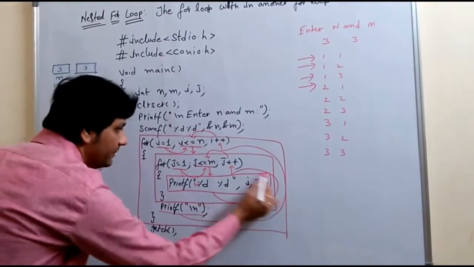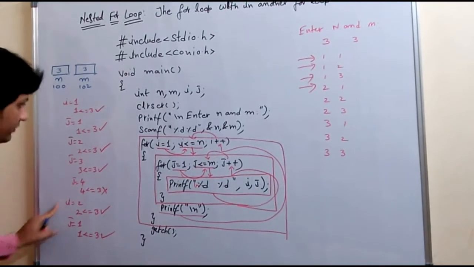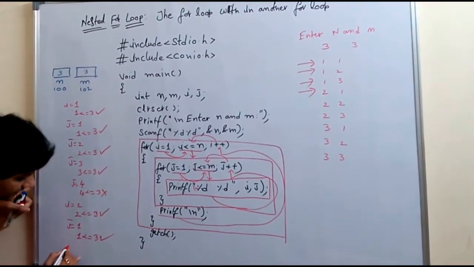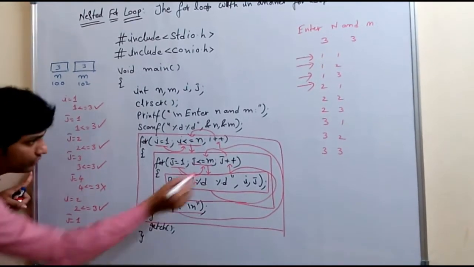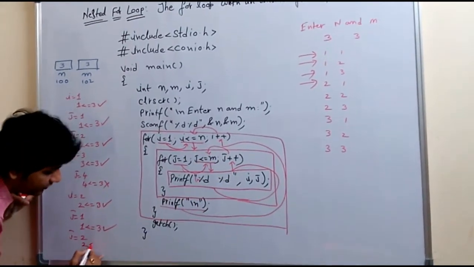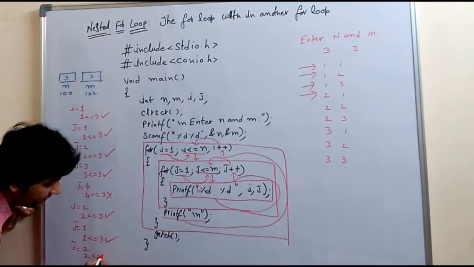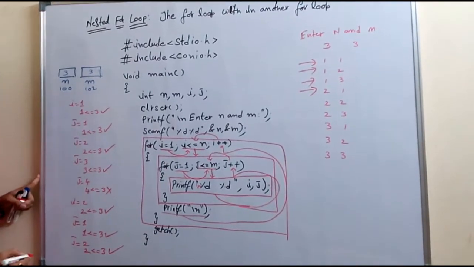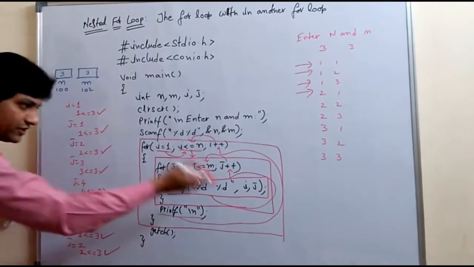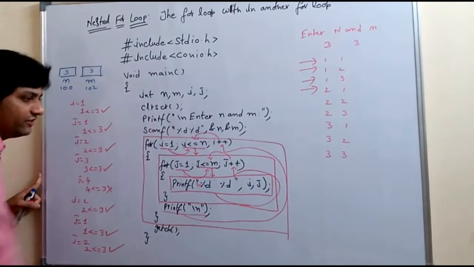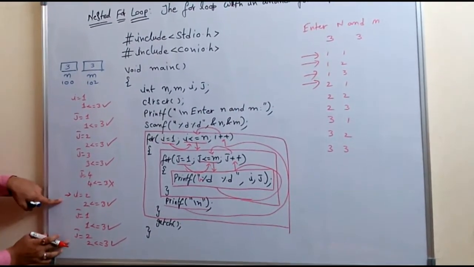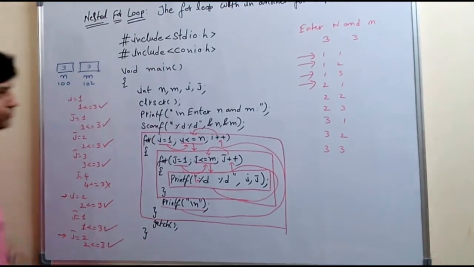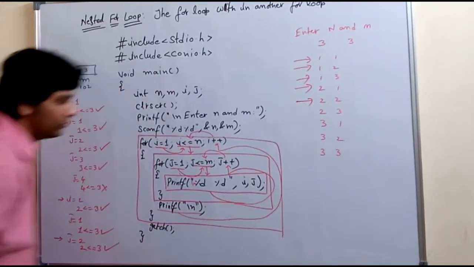Now j will be incremented. j plus plus, so j becomes 2. 2 less than or equal to m. m is 3. 2 less than or equal to 3, true. So it comes inside. i, j will be displayed. What is the i value? The i value is 2 only. j becomes 2. So the output is 2, 2.